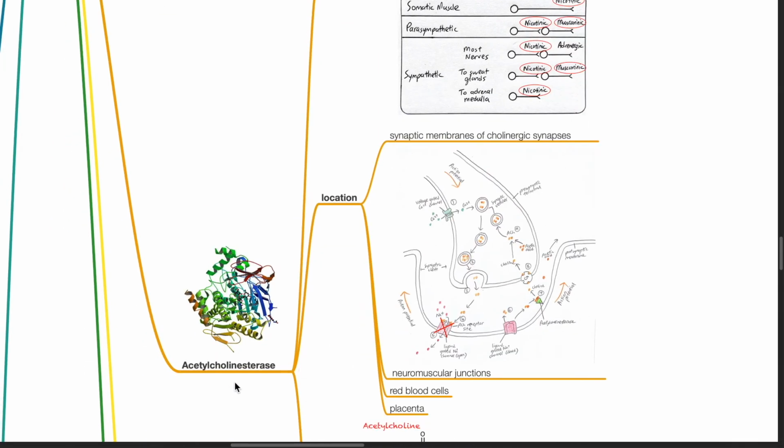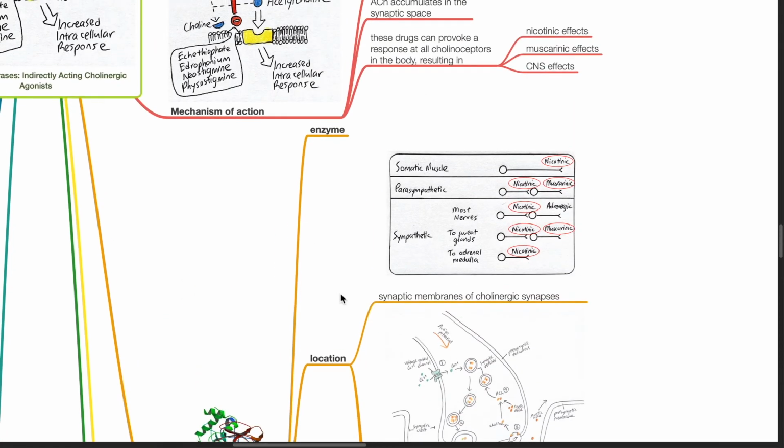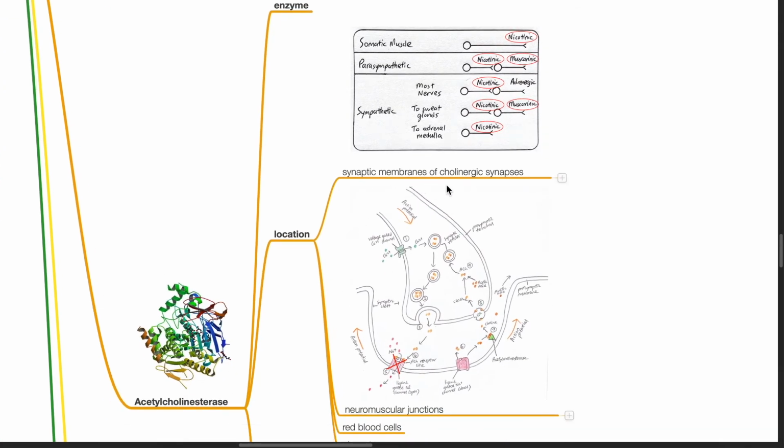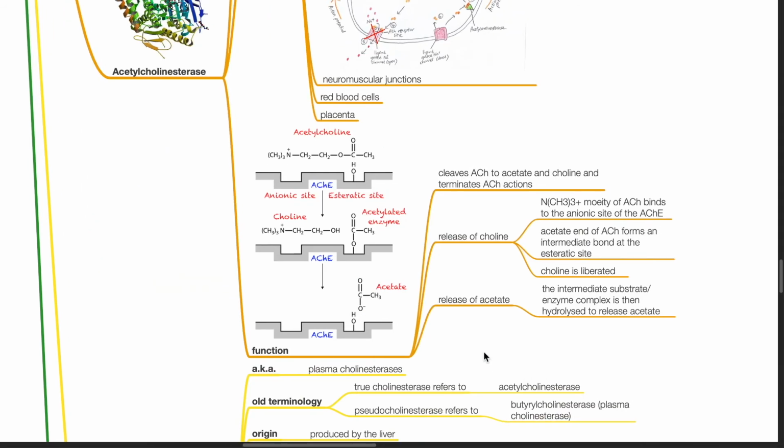Acetylcholinesterase. It is an enzyme located at the synaptic membranes of cholinergic synapses, neuromuscular junctions, red blood cells, and the placenta. It functions to cleave acetylcholine to acetate and choline and terminates acetylcholine actions. Release of choline.